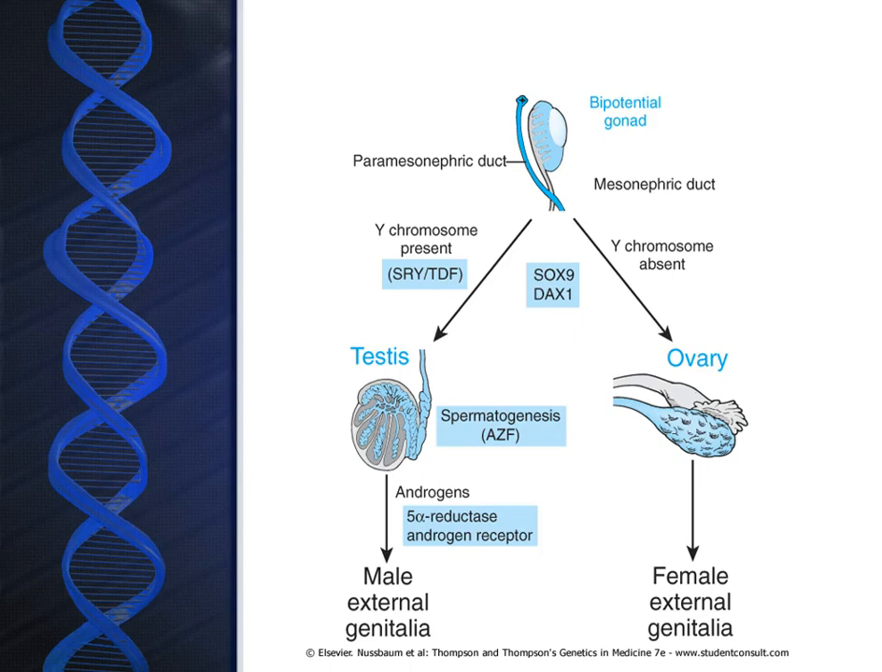So in nature, there's a bipotential gonad. If there's SRY present, that gonad becomes a testis. If there's not, it goes the passive way and becomes female external genitalia and ovary.